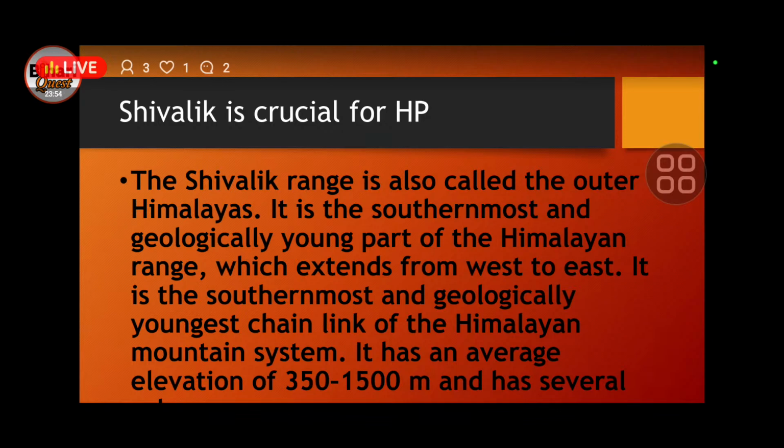Geologically, some geographers say that Shivalik is the youngest chain in Himachal Pradesh. Himalaya is the youngest mountain range, but there are three sub-ranges of Himalaya in the western part. Among these three mountain ranges, the one known as the youngest is Shivalik. I think you are able to understand this.